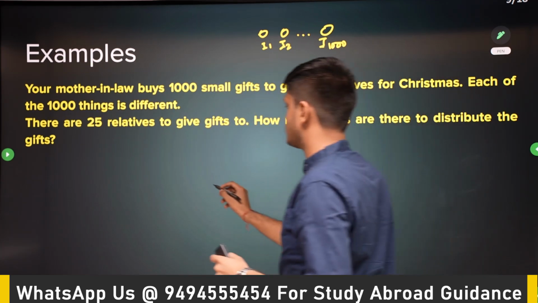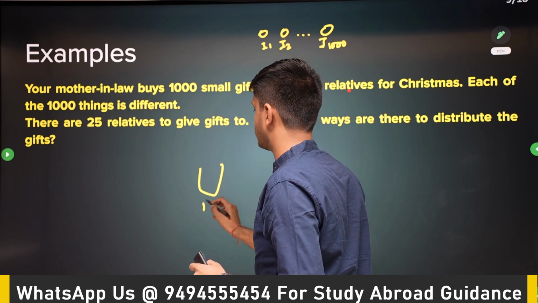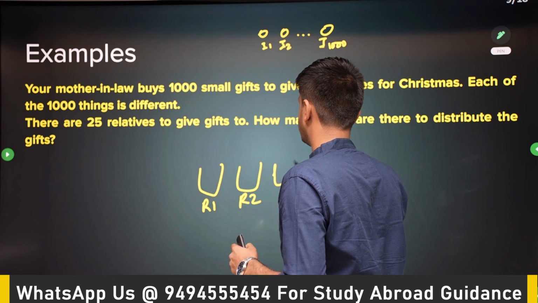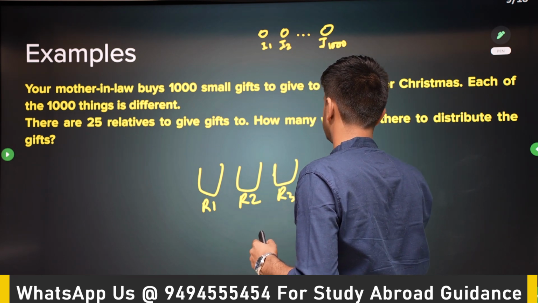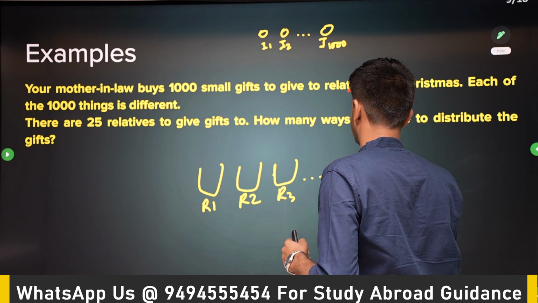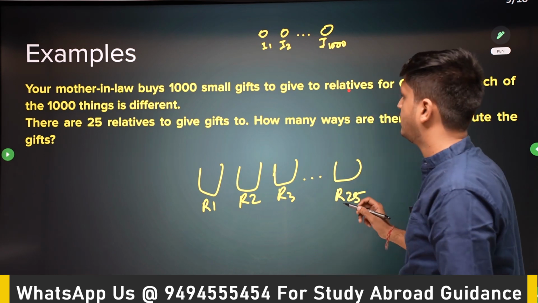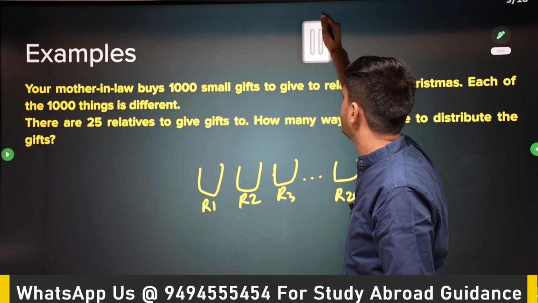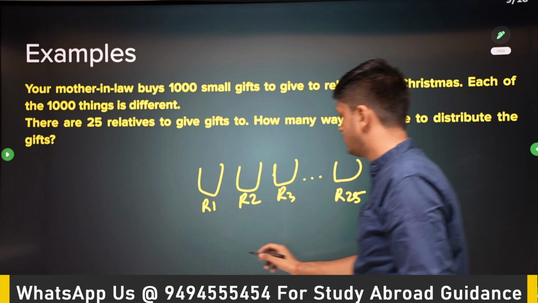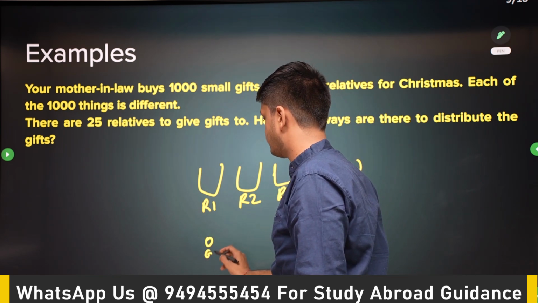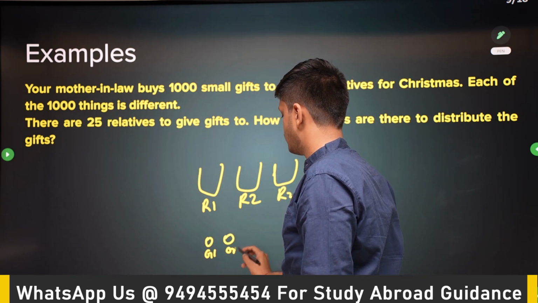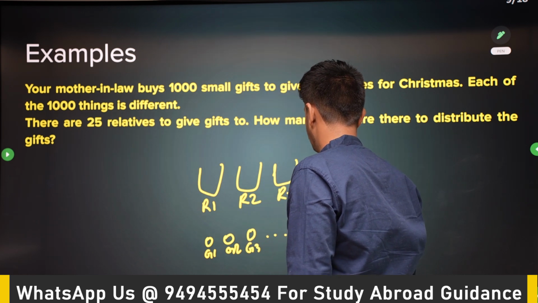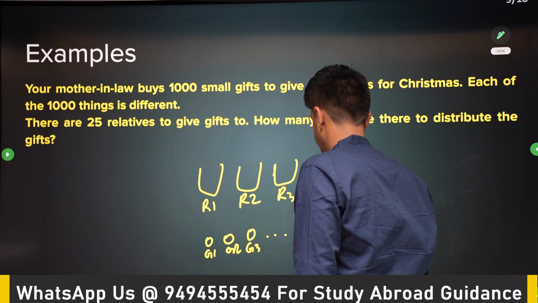So basically, just create buckets. Let's say this is the first relative, this is the second relative, this is the third relative, and this is the 25th relative. And let's say I'll name the gifts better. Let's say I have 1,000 gifts, so I'll write it here. This is the first gift, G1, G2, G3, and so on. I have 1,000 gifts.